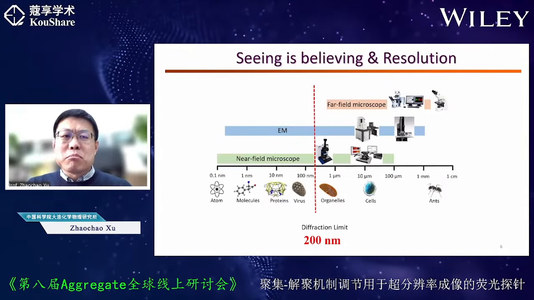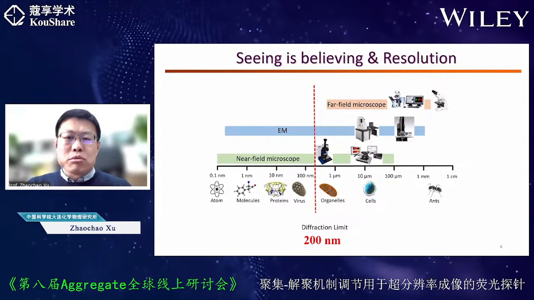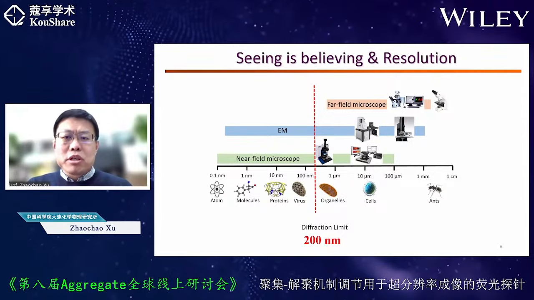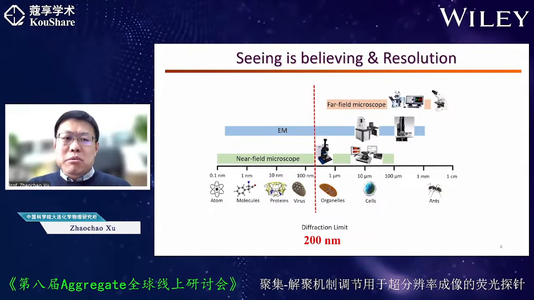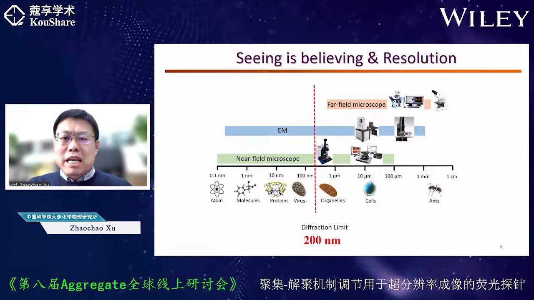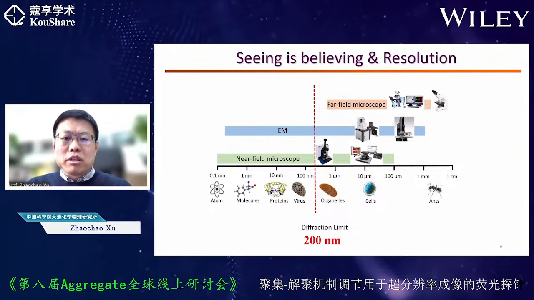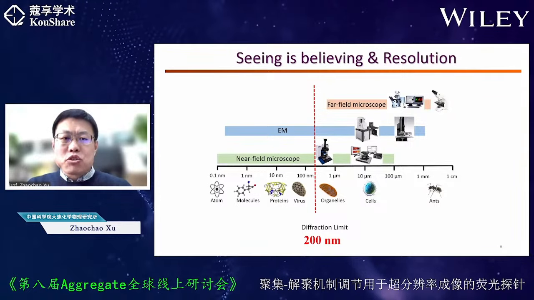The sizes of small molecules and biological macromolecules, as well as the distances between them, are typically below 200 nanometers. Subcellular structures also have dimensions below 200 nanometers. This situation leads to a challenge. Although we can locate this target using a fluorescent probe, we cannot resolve its nano-sized structure due to the diffraction limit.